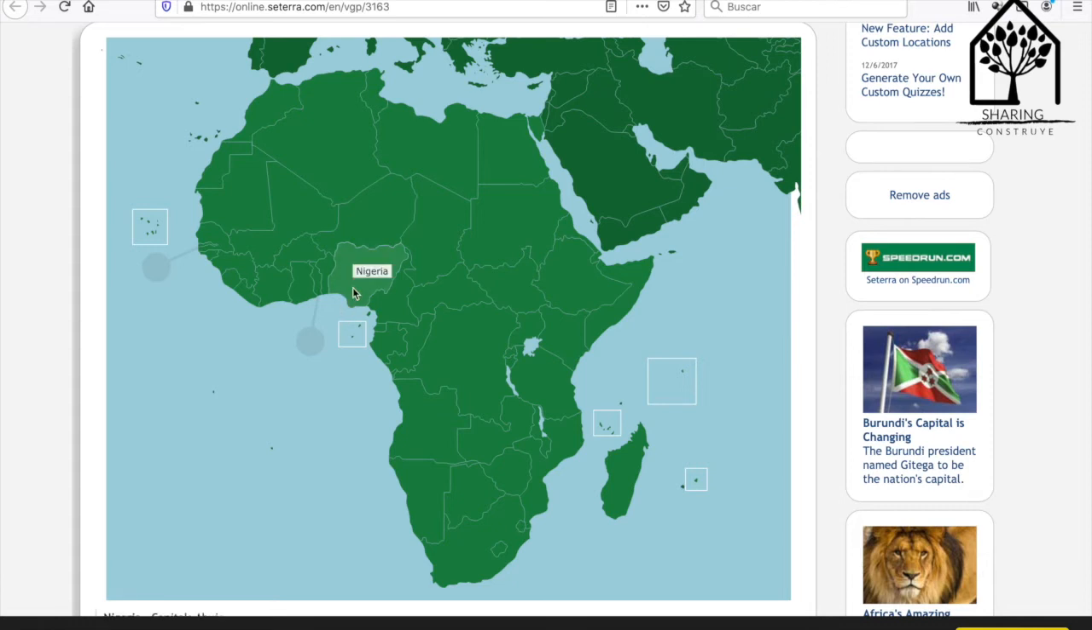Nigeria es este que vemos aquí, digamos en la esquina entre África del Oeste y África Central, on the corner between West Africa and Central Africa.